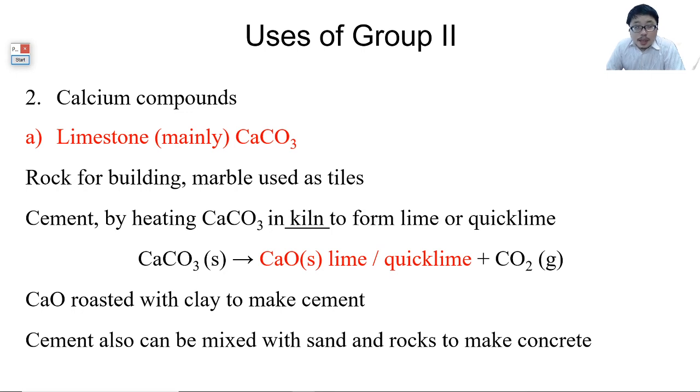For calcium compounds, the main one is limestone, calcium carbonate. Marble is often used for tiles or to make buildings. You can make cement by heating up calcium carbonate. It will decompose to form calcium oxide, what we call lime or quicklime. Then you can mix lime or quicklime with clay to make cement. Then cement is mixed with sand and rocks to make concrete. So one of the main components of concrete is calcium oxide.